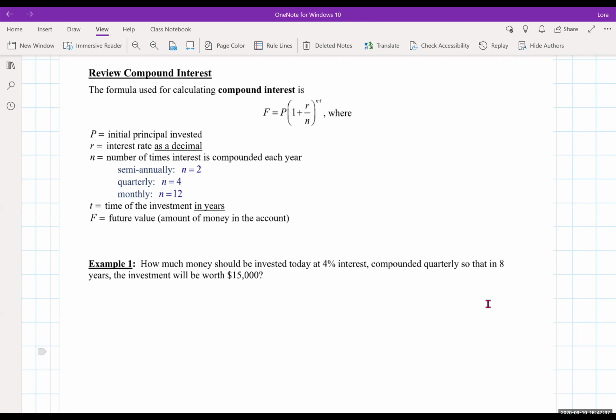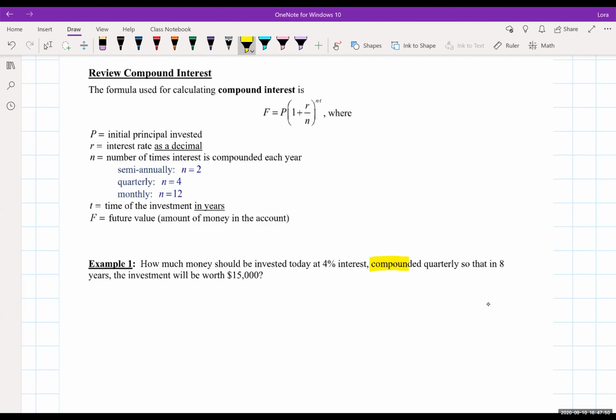piece. So when we're looking at how much money should be invested today at 4% interest, compounded quarterly, right away compounded rings a bell. And the fact that they're saying compounded quarterly, I already know that I'm going to apply this particular formula. So that in 8 years, the investment will be worth $15,000. So I always start off, might as well try for partial credit. We always try to write out the formula we are going to use.